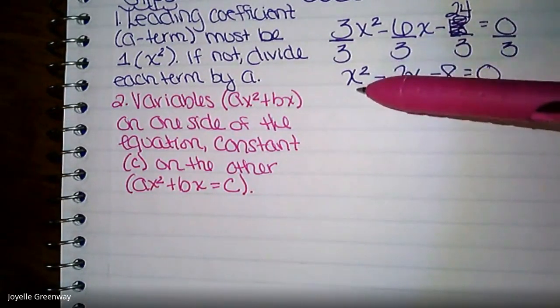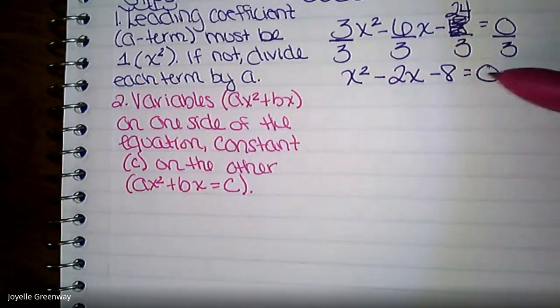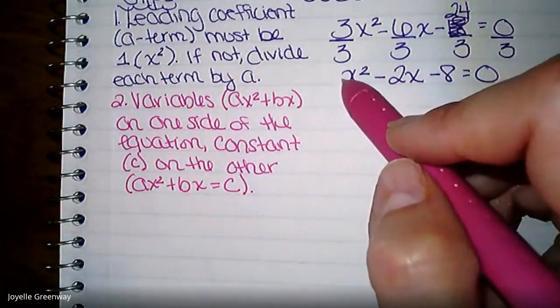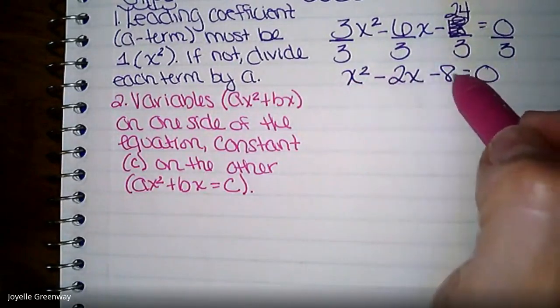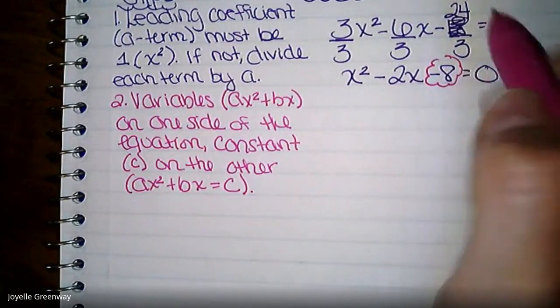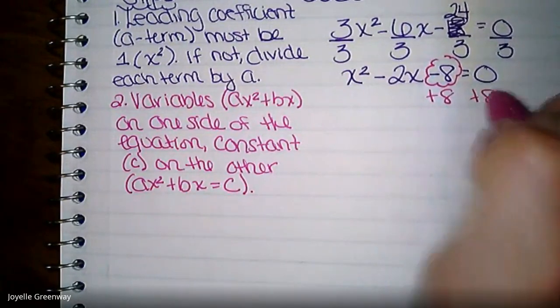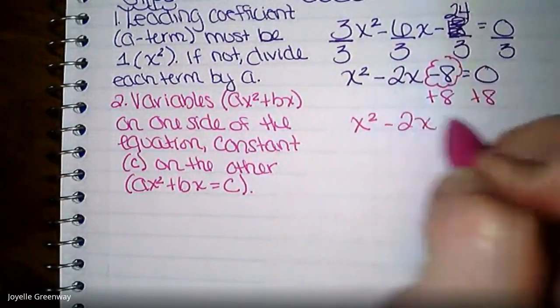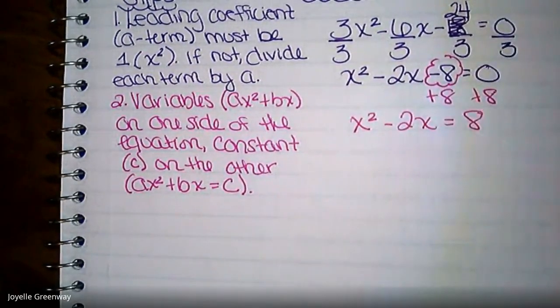So I have my x squared minus 2x minus 8 equals 0. Great. My leading coefficient is now a 1, so that's perfect. So now I want to move my constant term, that negative 8, over. So I'm just going to add 8 to both sides. So now I have x squared minus 2x equals 8.